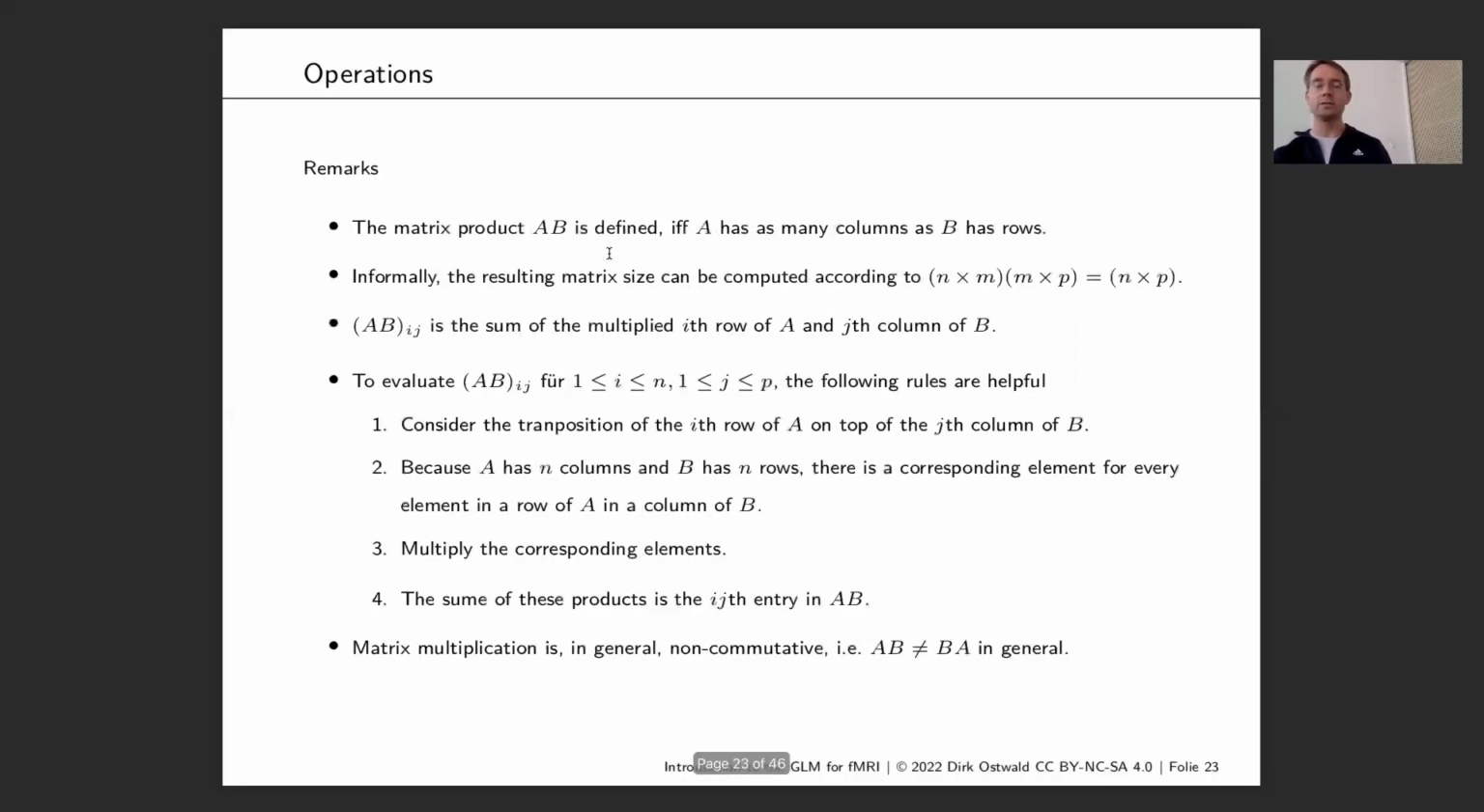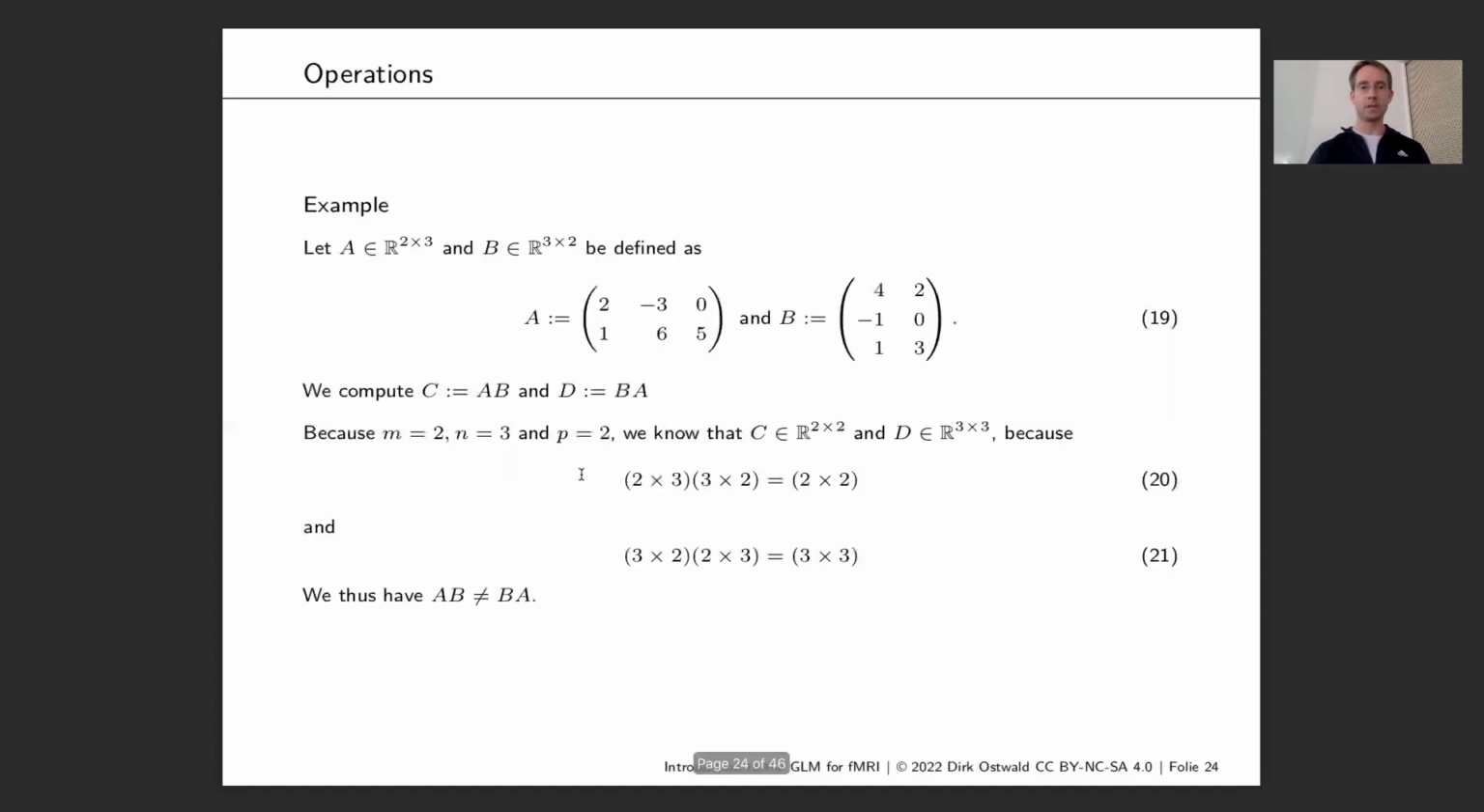So it's not commutative, and that's very different from multiplication as you know it, right? So if you do 6 times 2, that's the same as 2 times 6. But for matrices, that's generally not the case. There's another type. What's written here is what I explained.